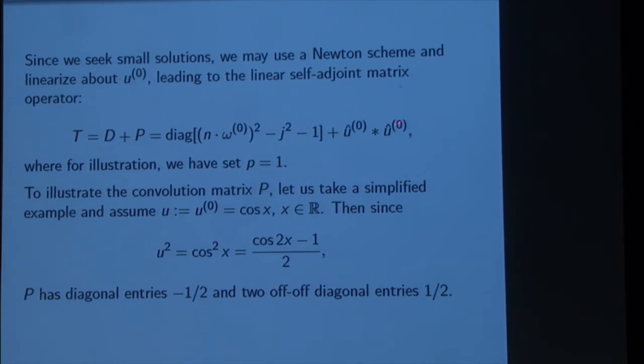To illustrate this convolution matrix, this is P. Let us take a simplified example and assume U equals U0, just cosine x. Our cosine is a bit more complicated, but let's just do this. Since the symbol is U squared, it's cosine squared x, the double angle formula. P has diagonal entry minus a half, this is our diagonal, and two off diagonal entries, a half.